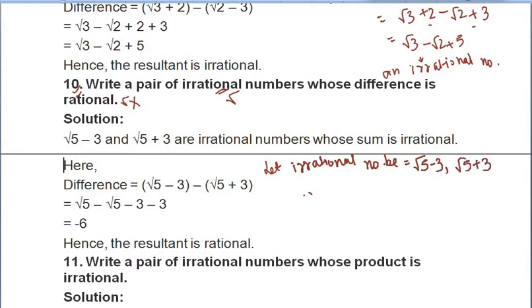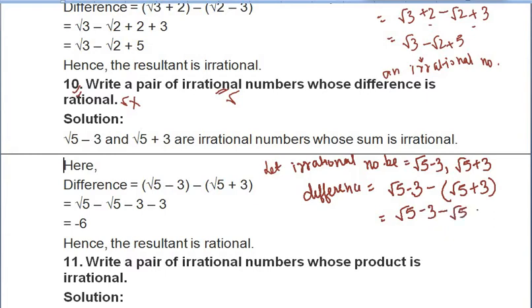What we have to do? We have to find the difference. So what will be the required difference? Under root 5 minus 3 minus, we will put the bracket, under root 5 plus 3, which will be equal to under root 5 minus 3 minus under root 5 minus 3. So under root 5 will get cancelled with under root 5, and minus 3 and minus 3 will become minus 6. This minus 6 does not have any under root, that means it is a rational number.